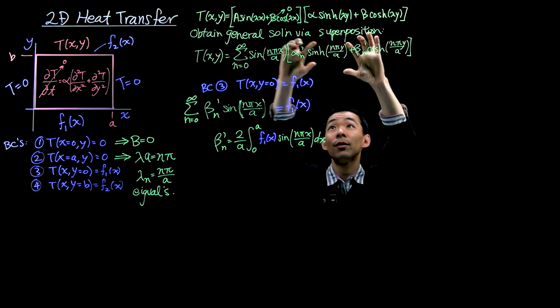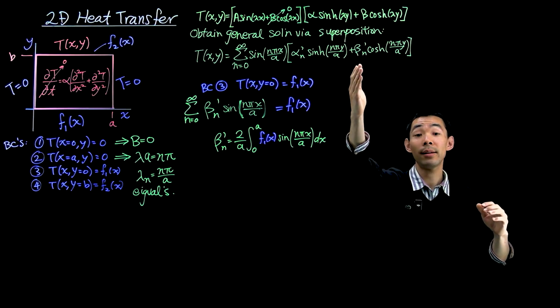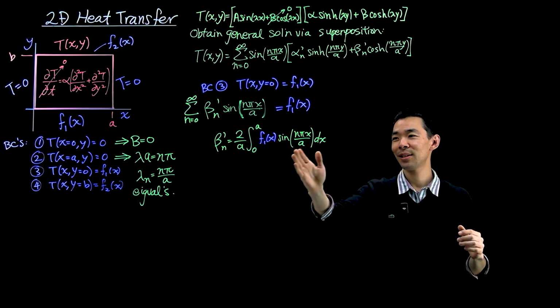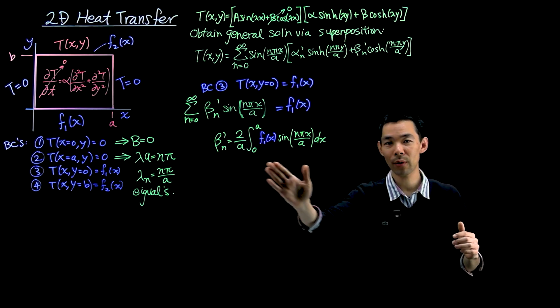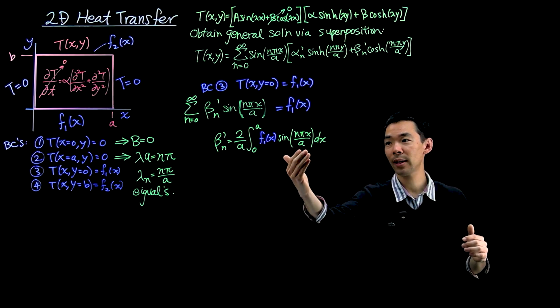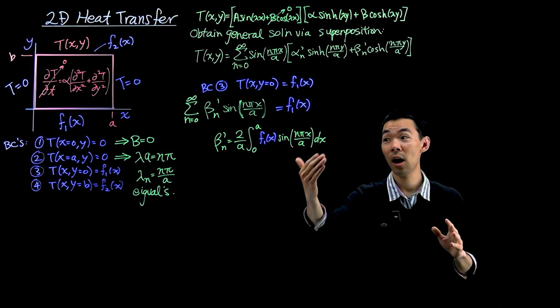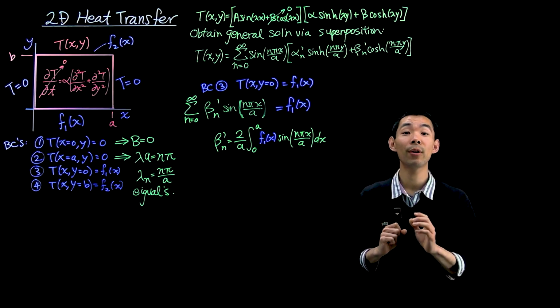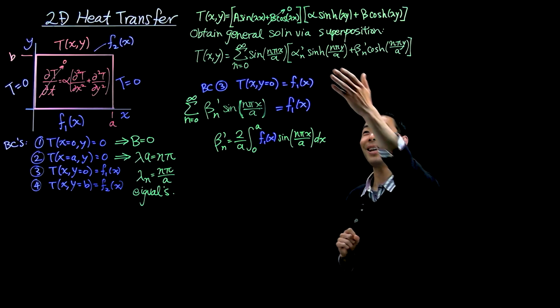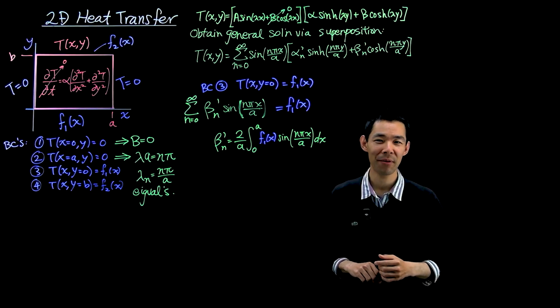So coming back up to our general solution right here, we now know what the betas are. So that's known. And this is just a number, right? A is just a number, and the integral of f1 of x times sine n pi x over a dx just produces a number. So there are no more unknowns in beta n. It's just a number that we already know. Now, to obtain the alpha n prime, we need to use the other boundary conditions. Let's check that one out.